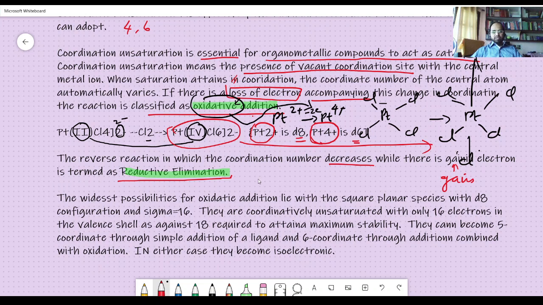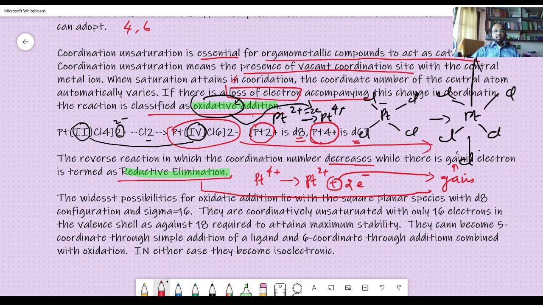In this case, the Pt4+ gets reduced to Pt2+ with an addition of 2 electrons. So here is the gain. This gain is what we call reductive elimination.